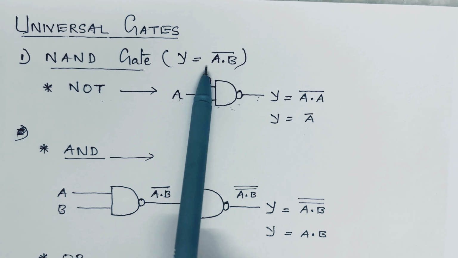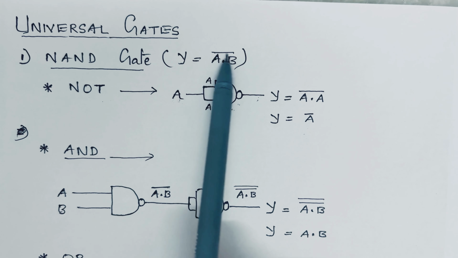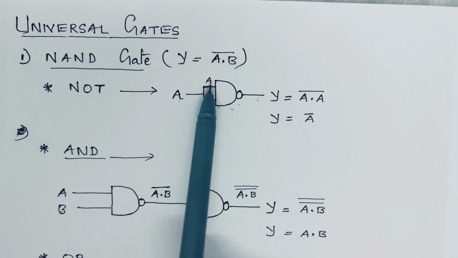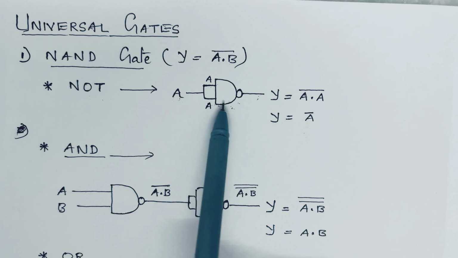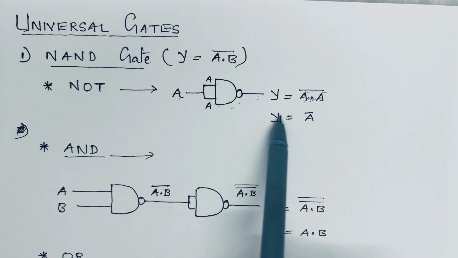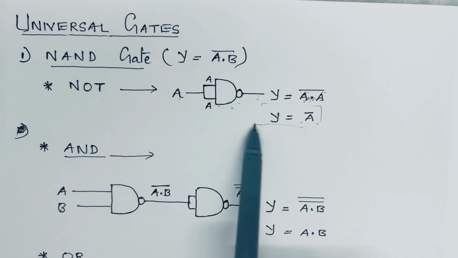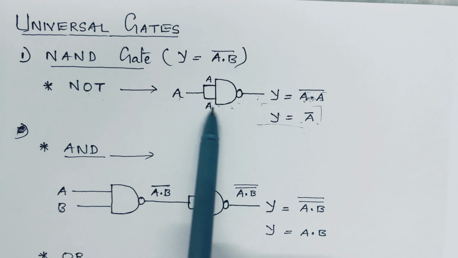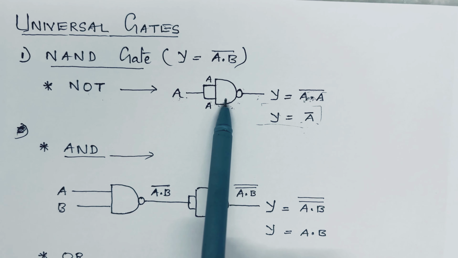For that, what is the NAND gate operation? A dot B the whole bar. Here there is no B, both the inputs are the same, A. So the output will be A dot A the whole bar. What is A dot A? A dot A is A. So Y is equal to A bar. That is what we want for the NOT gate. So this is the circuit diagram of a NOT gate using a NAND gate.